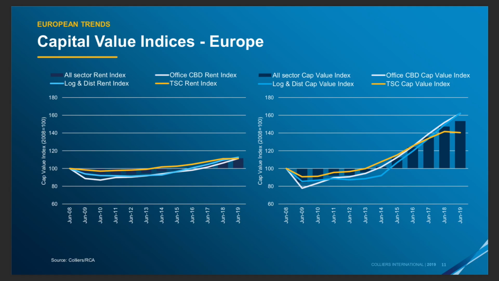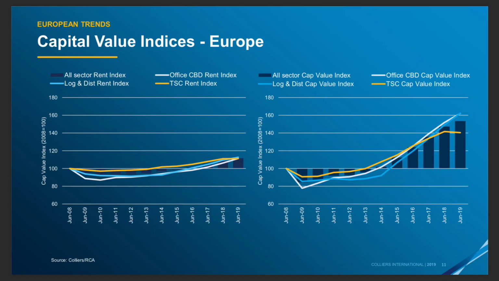So if you look at how that's impacting rents or rental growth, the chart on the left shows rental indices. White is office, blue is logistics, yellow is traditional shopping centres. So it's taken a while for rents to come back from the previous peak. It took until about 2016, 2017 for those two sectors. Shopping centre rents actually came back earlier.